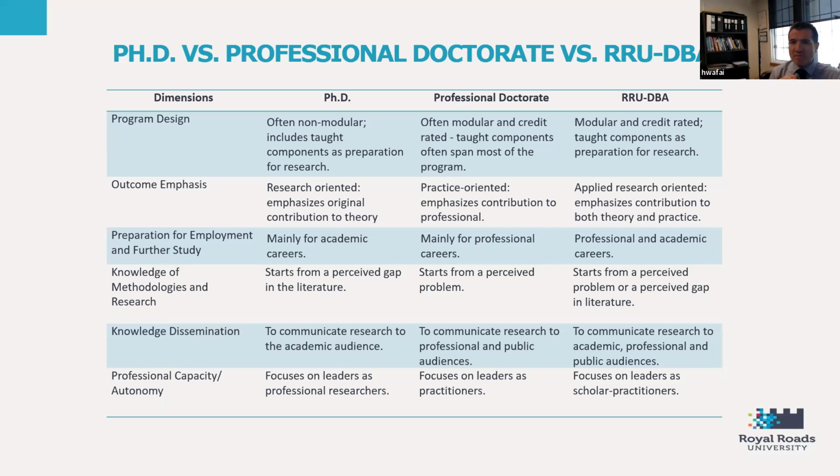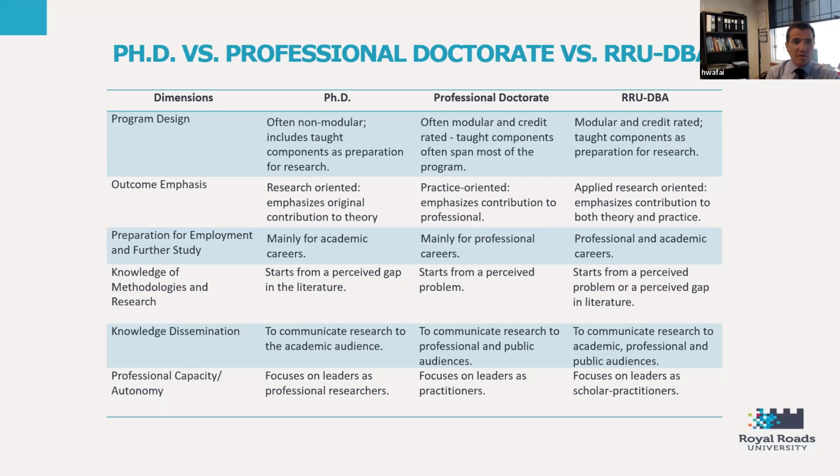In terms of program design, a PhD is normally a non-modular program. It's research intensive, whereas the professional doctorate is a taught course. It's very modular. It's about taught courses, an improved version of an MBA degree. The Royal Road degree has both. In the first year you have modules, courses that prepare you to do the research. Then the second and third years are more about research.